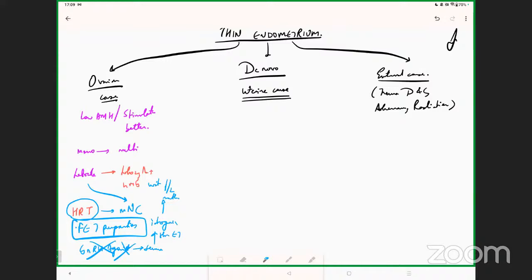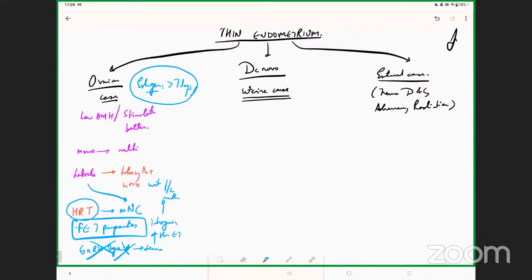The other thing people should remember about an ovarian cause is that whenever you are stimulating the endometrium, the estrogen exposure to the endometrium ideally should be more than 7 days. So just keep this entire thing in your mind. This is your bottom line. Sometimes people give HRT for a very limited period of time, which causes the problem.